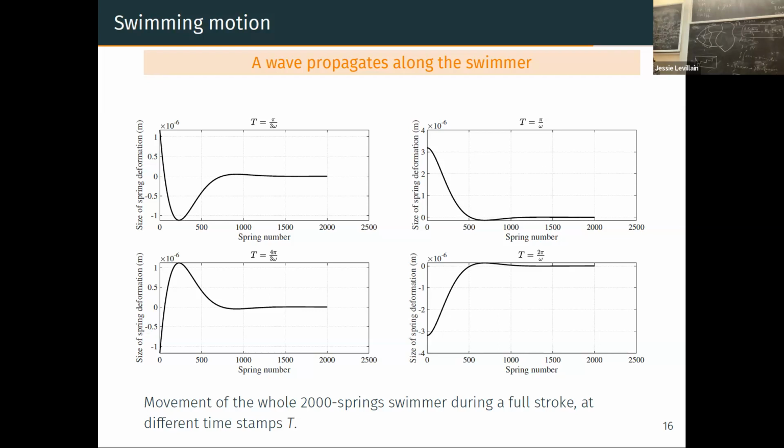So what we can see is that up until around the 500th spring, so 1/4 of the swimmer, it is actually moving a lot. We see this real sinusoidal oscillation, and the wave is propagating for half a wavelength, and then it becomes completely flat. It attenuates really fast.